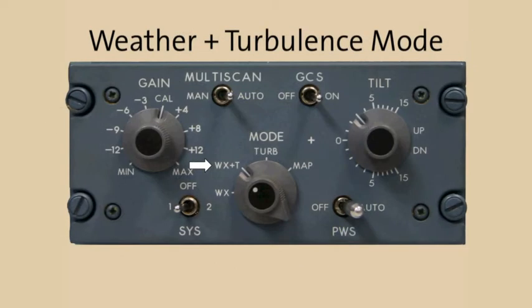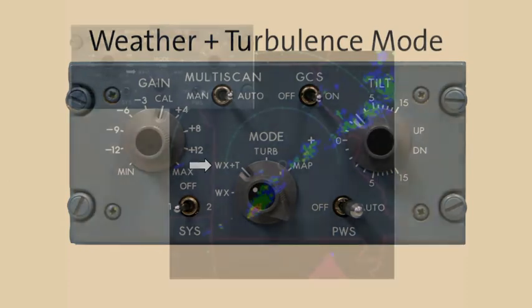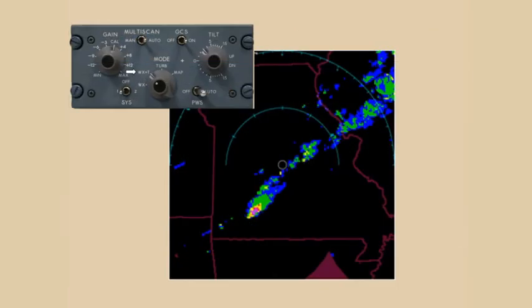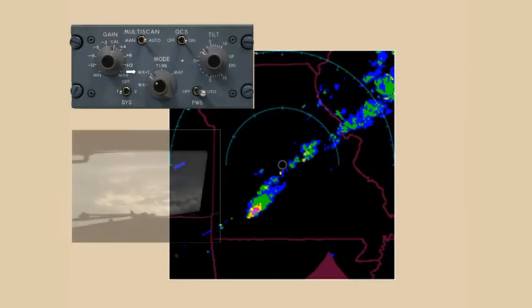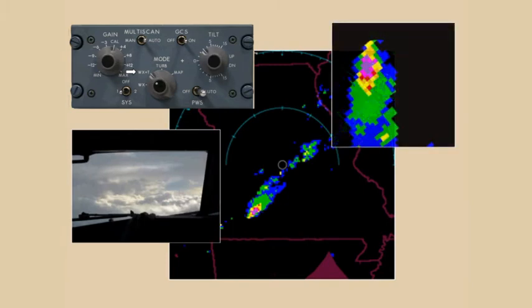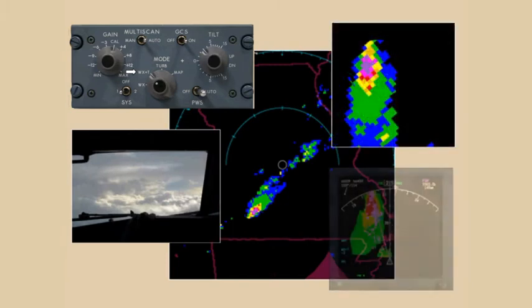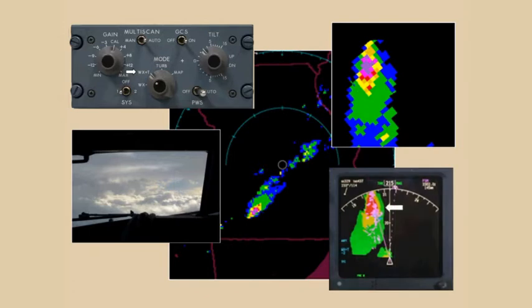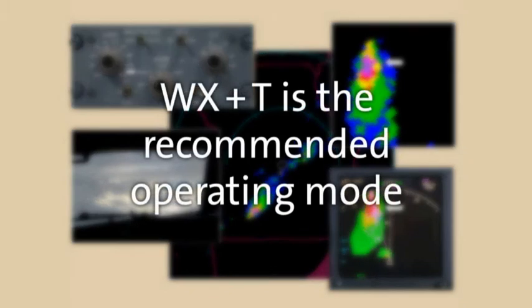The Weather plus Turb mode displays weather returns and turbulence out to 40 nautical miles. This NEXRAD presentation shows a significant cell, which is also visible out the window of the aircraft. A blow-up of the NEXRAD view and the radar view shows the magenta turbulence on the radar display and its correspondence with the NEXRAD data. Weather plus Turb is the recommended operating mode.